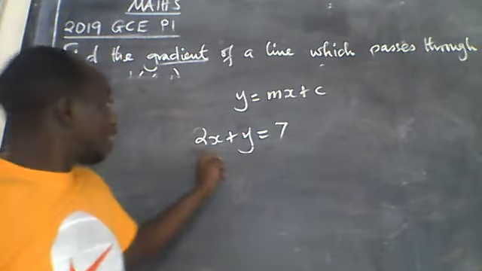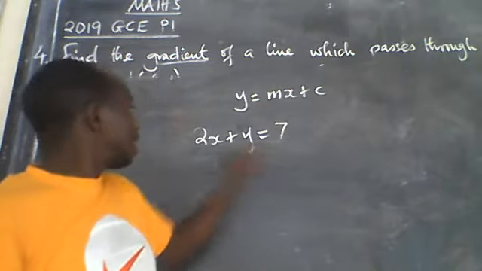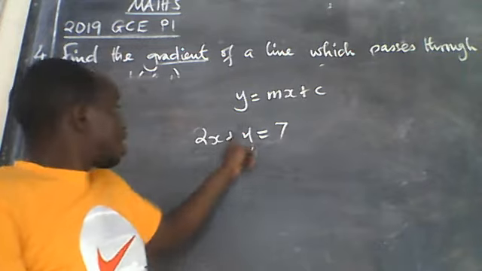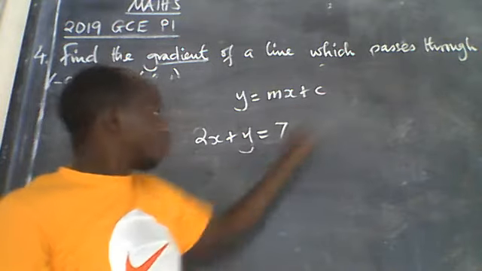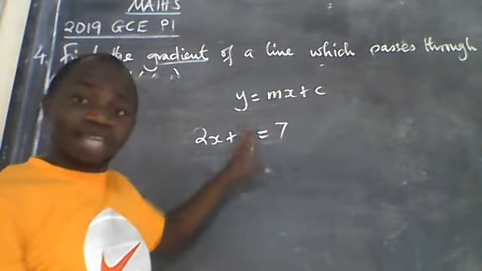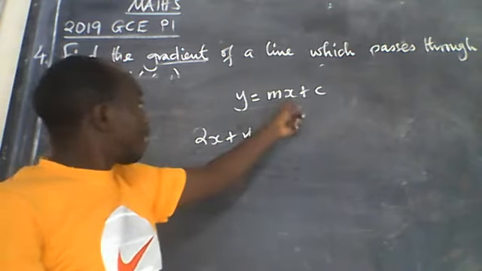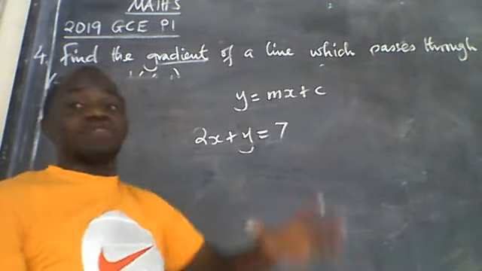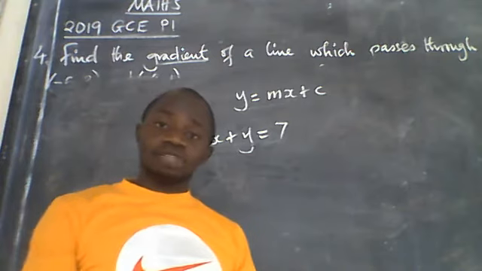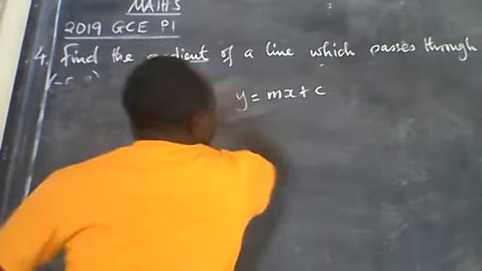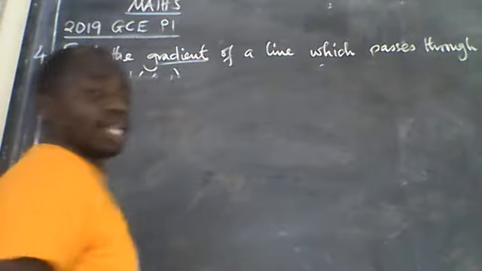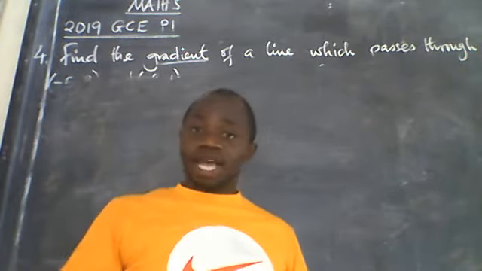To find the gradient of this, you have to express this equation by making y the subject of the formula in this way. After making y the subject of the formula, the coefficient of x gives you the gradient you are asked for. And then we have perpendicular lines as well as parallel lines.